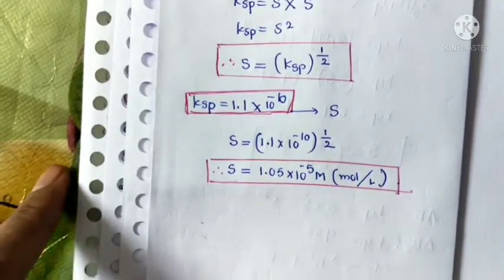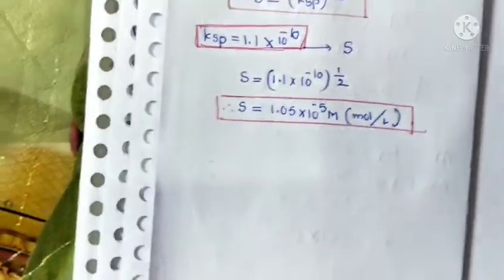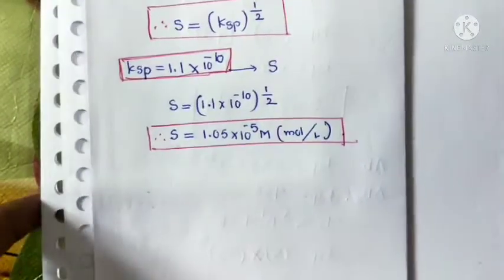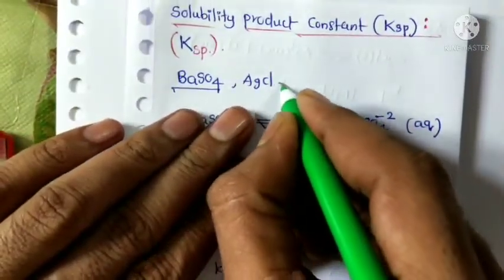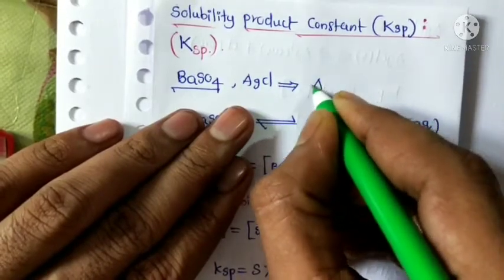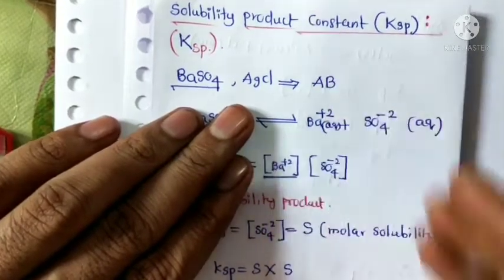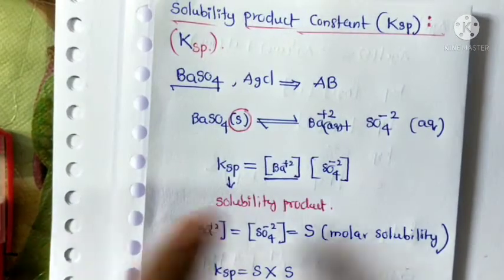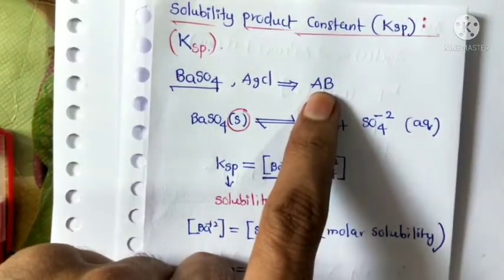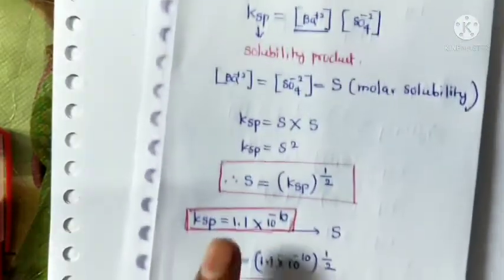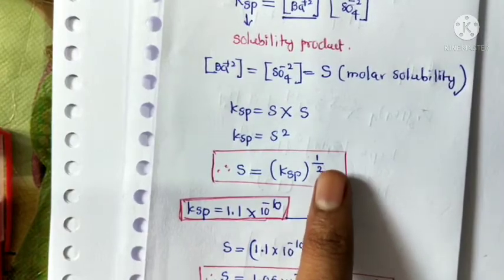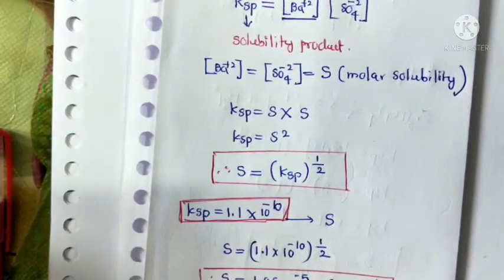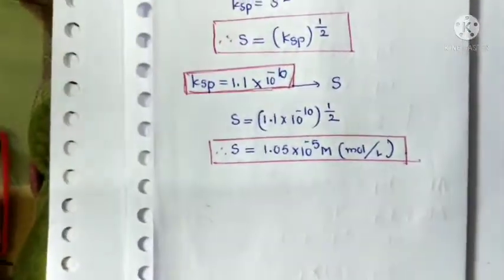So here another very important thing is the dissociation of salts, or the types of salts. In these two sparingly soluble salts, which type? A 1:1 ratio means AB type. So for AB type salts, we can find out S equal to KSP whole to the power of half, or 1 by 2. Simple. Okay, but for other salts, which type?